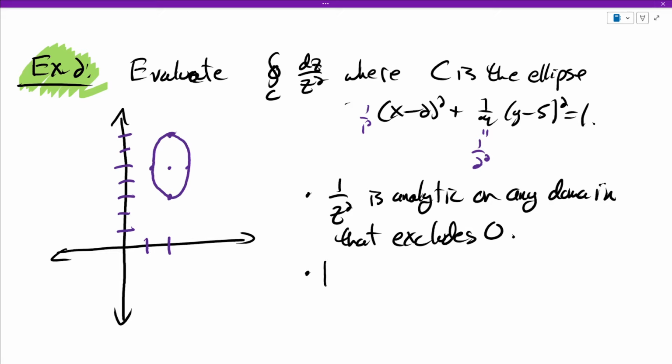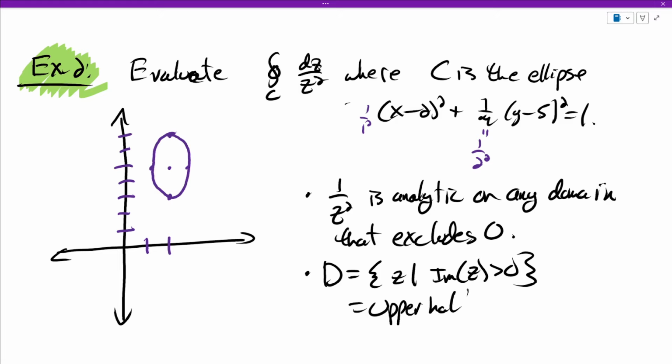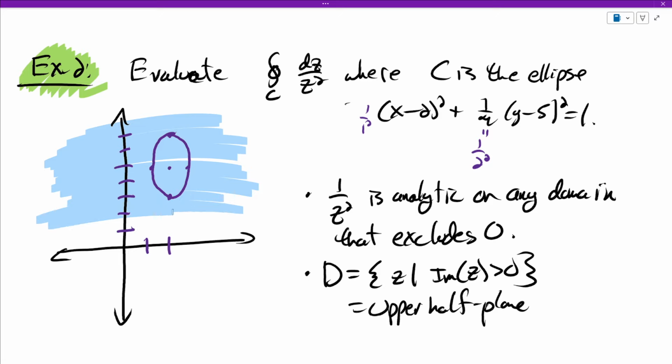So let's use the domain, the collection of all z's such that the imaginary part of z is bigger than 0. This is the upper half plane. And I'll go ahead and shade that in here in a second. Let's use light blue. So we're going to use this as our domain to apply the Cauchy-Goursat theorem. We're not actually going to be on the axis. We just get kind of close to it.